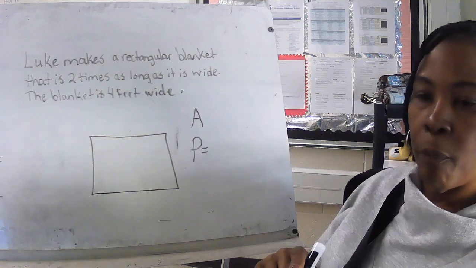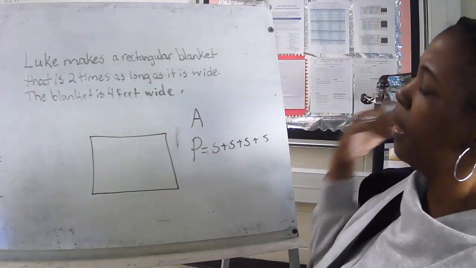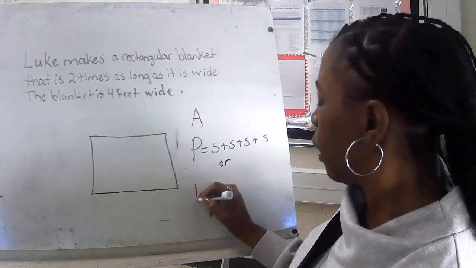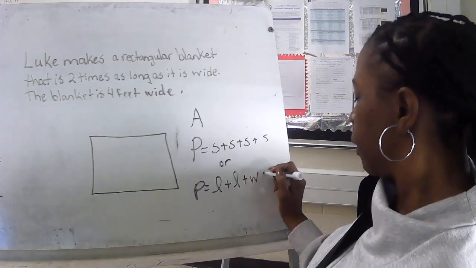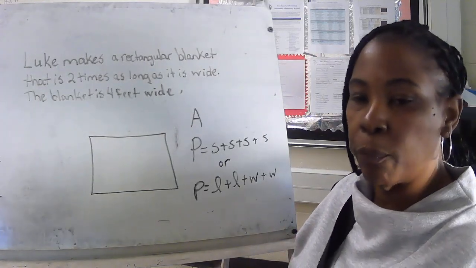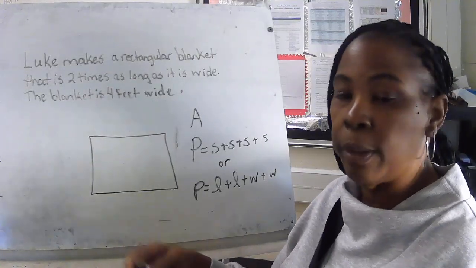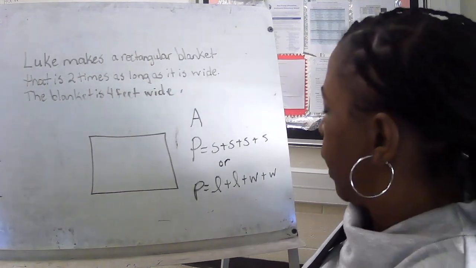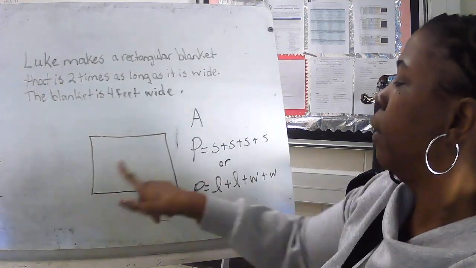With perimeter, we have a formula where we can do side plus side plus side plus side, and that's literally adding up all the sides of the figure. Or we could also do perimeter equals length plus width plus width. I always tell my scholars the difference between length and width is that the length is the longer side. But if it's something like a square where all sides are congruent, then it'll be the top or bottom times the side, okay? So perimeter is side plus side plus side plus side, or length plus width plus width.